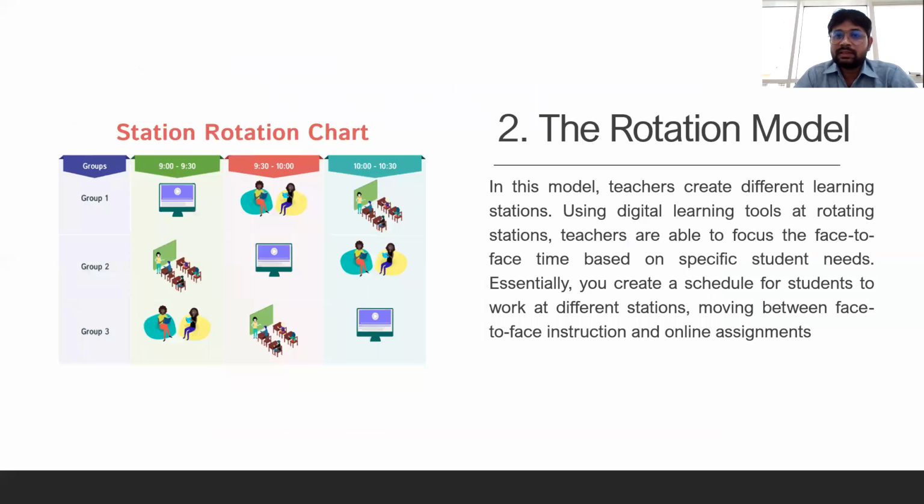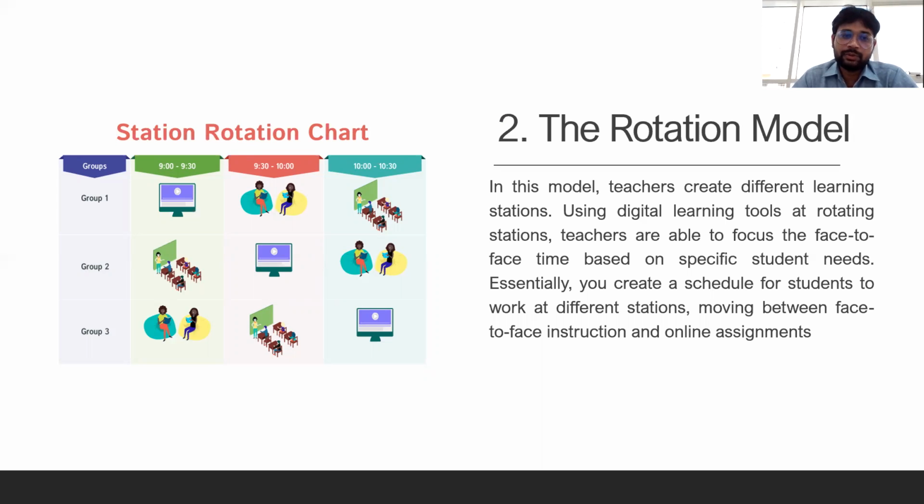The second model is the rotation model. In this teaching style, let us suppose you have a class from 9 to 10:30. In this you can make group 1, group 2, group 3. Here at the left side you can see 9 to 9:30 you arrange the 3 groups with 3 different activities. Some of the activities may be online, for group 2 the offline mode activities, and group 3 is collaborative work. So from 9:30 to 10 you just rotate the challenges group-wise.